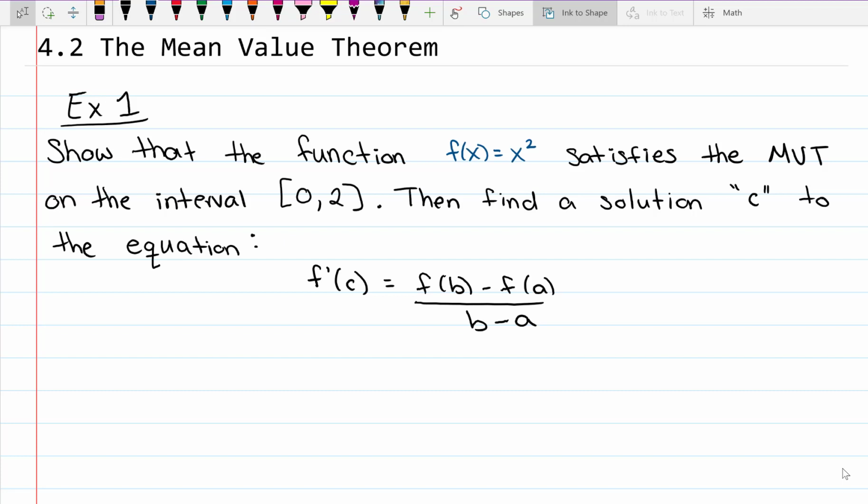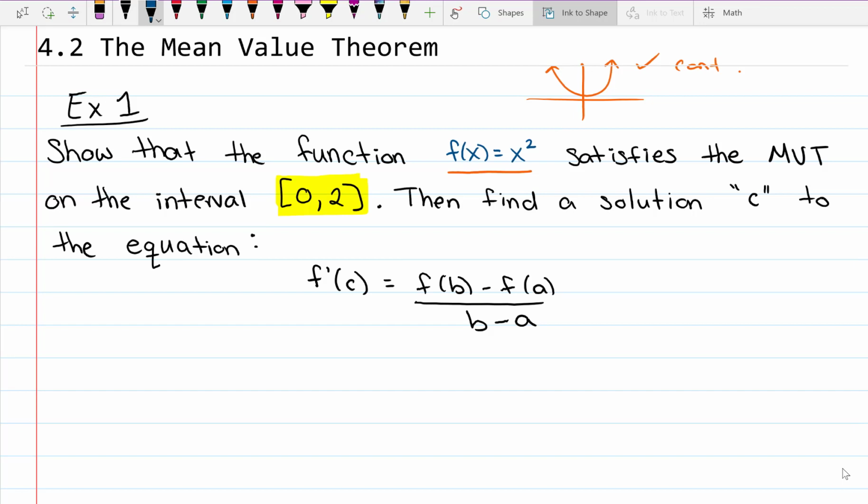So to show that a function satisfies this, first we need to make sure a couple things. We need to make sure that our function is continuous. So let's look at f of x equals x squared. Well, we know it's continuous. Check. The next thing I want to point out is that we are on a closed interval. So because we're on a closed interval, the mean value theorem so far checks out.